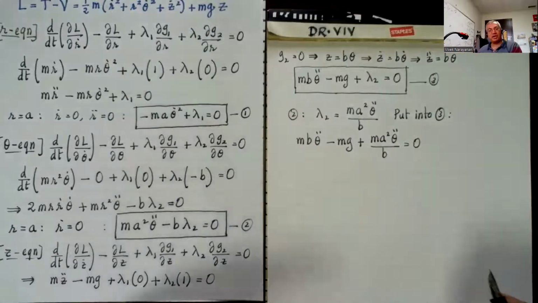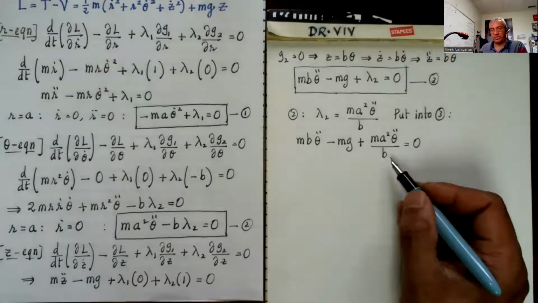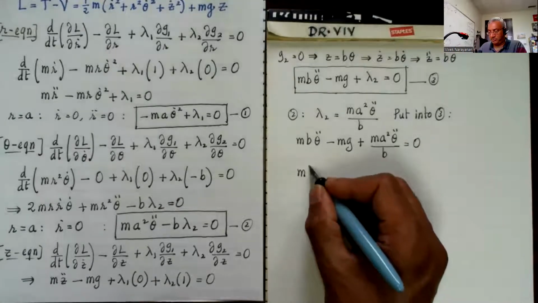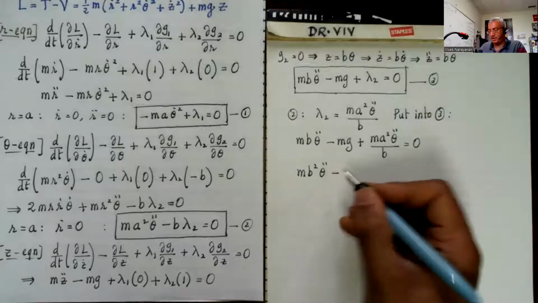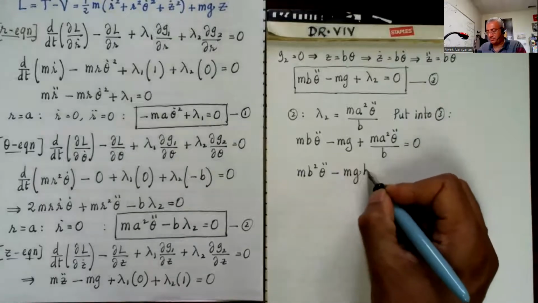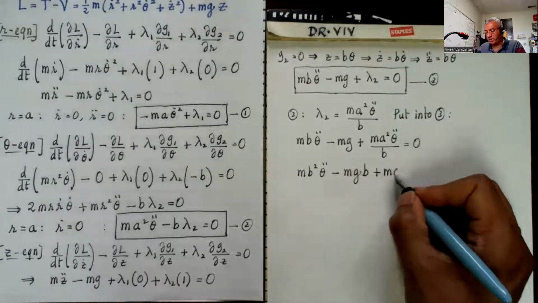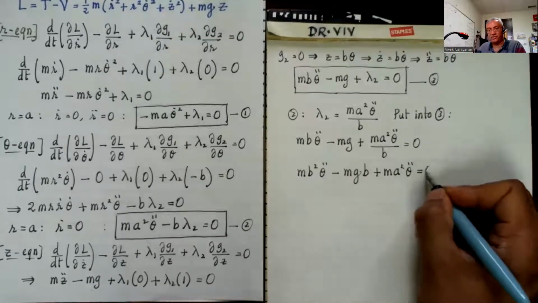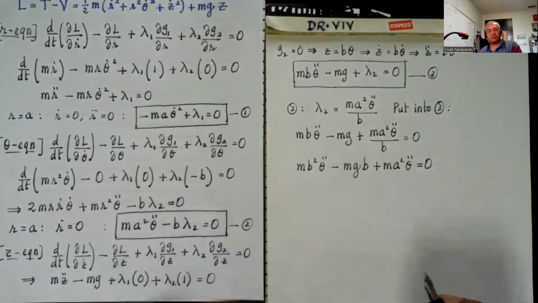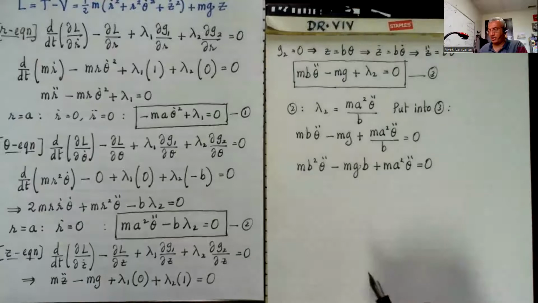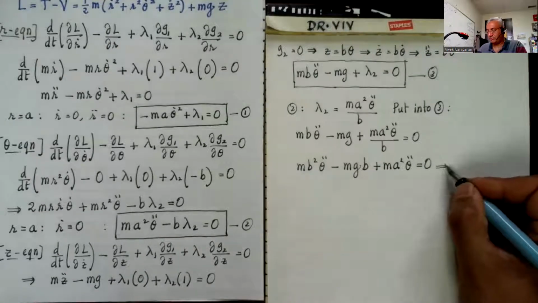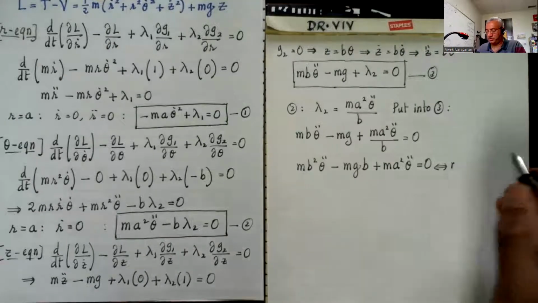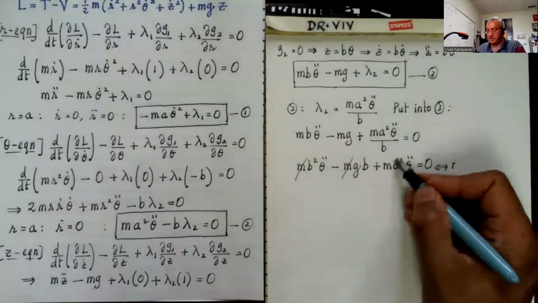Now what I'll do is I'll multiply the whole equation through by b. So get rid of this b in the denominator. So I get m b squared theta double dot minus m g b plus m a squared theta double dot equals 0. Well, that looks really pretty. I can combine the theta double dot terms together. First of all, you notice the m cancels out.